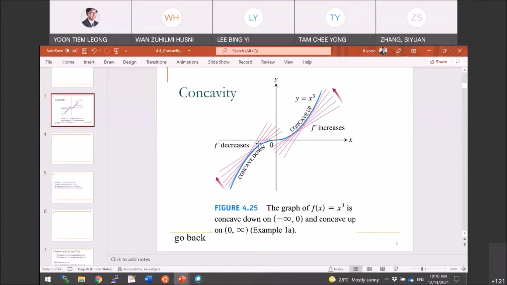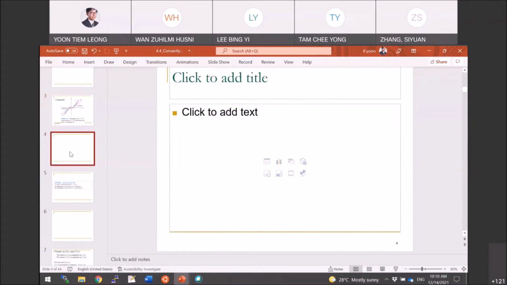This has a negative concavity, it's concave down, and this is concave up. So if I ask you, for example, if I draw a graph for you, see if you can tell whether it's concave up or not. It should be quite simple. Say you have a function that is like this. Is this function concave up or concave down?